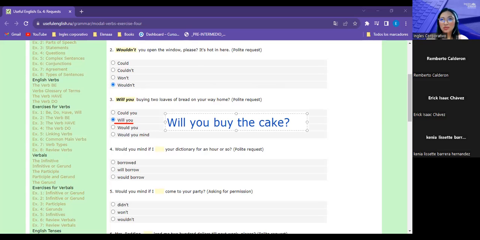Ya no es una solicitud. Es una orden más directa. ¿Sí? ¿Vas a comprar el pastel? Will you buy? Creo que llegamos a un acuerdo. Solo le estoy recordando si lo va a comprar. No le estoy pidiendo que me confirme si lo puede o no hacer. In this case, it's a very direct question.